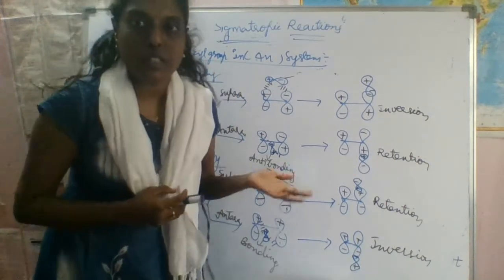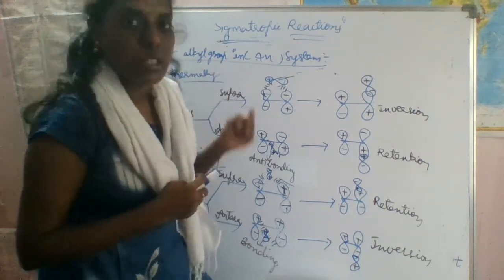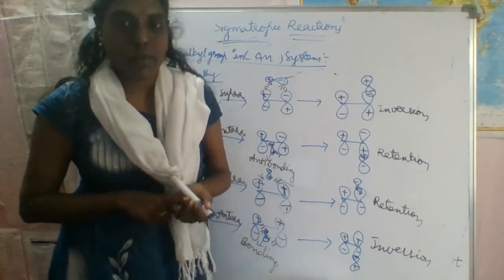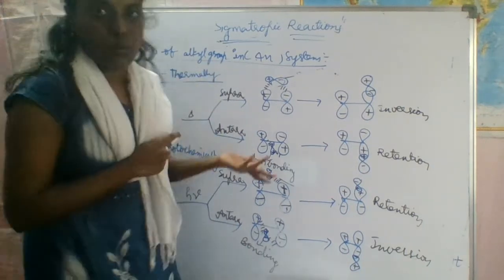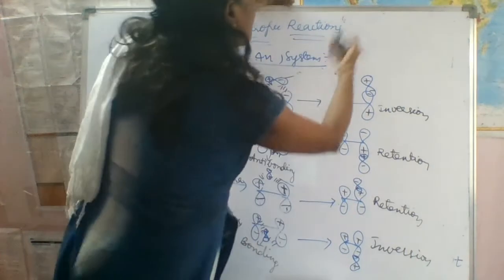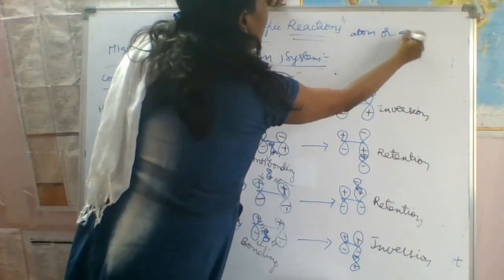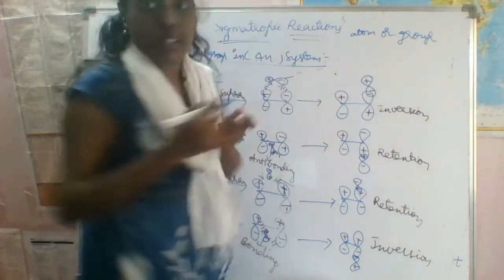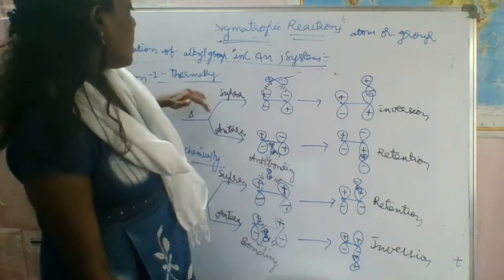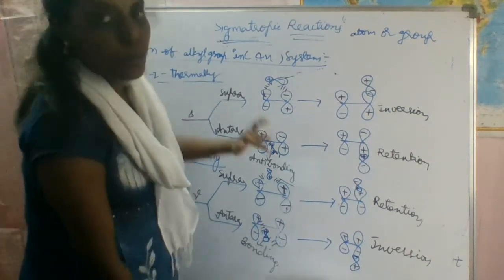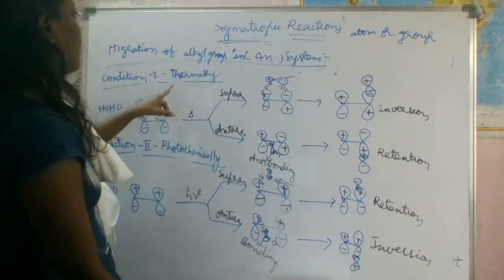Actually, in the previous class we have seen the migration of hydrogen in the 4n system and the 4n plus 2 system. Here I want to explain the migration of alkyl groups. Means we can transfer an atom or a group, right? In the previous class we saw how to transfer the atom, but here we want to shift the group. So in this case we have to take a 4n system.